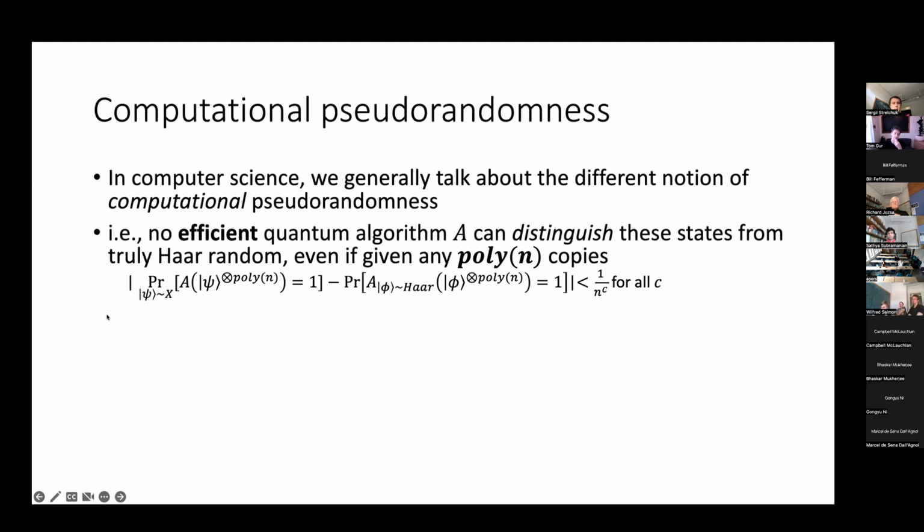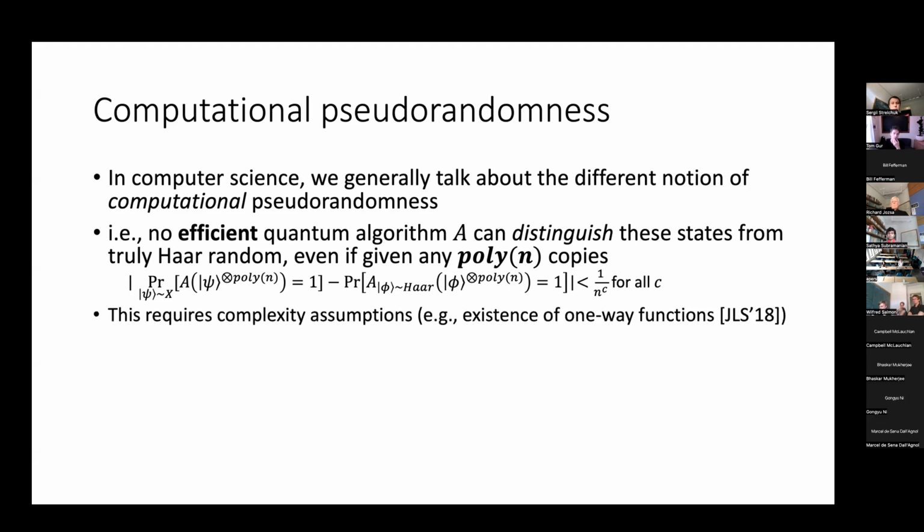And this is what we say formally. We're challenging the algorithm to output something different if it thinks it had a state distributed from X as opposed to a state distributed from Haar. And we're enforcing that for all algorithms A, there's no algorithm that can make this distinction with any sufficiently large probability, like any polynomial probability, 1 over polynomial.